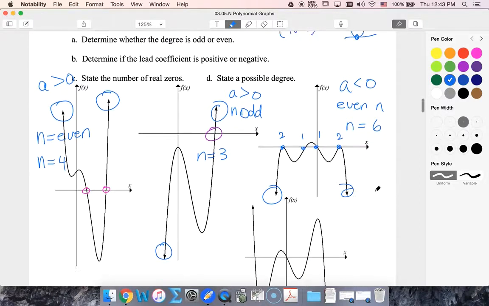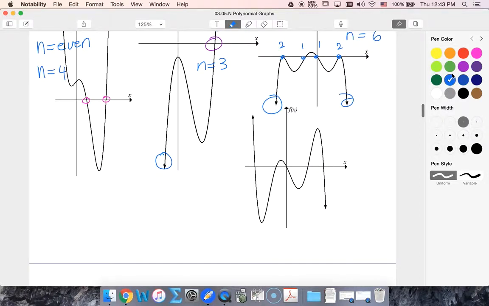All right, this last example, I start pointing up, end pointing down. That's a negative a value, and n must be odd. I see 1, 2, 3, 4, 5 real roots. I don't see any other sort of bumps in here, so it looks to me that n is equal to 5, but maybe it's 7 or 9. However, at a minimum, it must be 5.